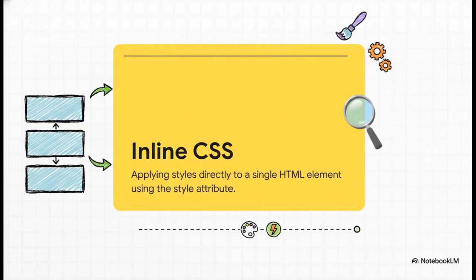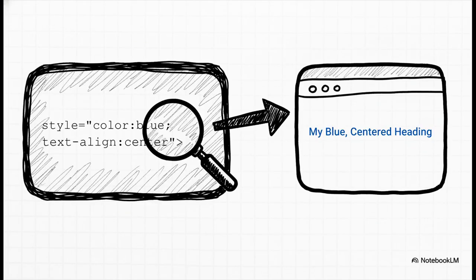The very first method is something called inline CSS. This is the most direct approach you can take, where you apply a style right inside an HTML tag. It's kind of like adding a single, very specific accessory to just one part of your outfit. Let's look at a quick example. You can see that style attribute is placed directly inside the opening H1 tag. What we're doing here is telling this one specific heading, and only this one, to be blue and centered.